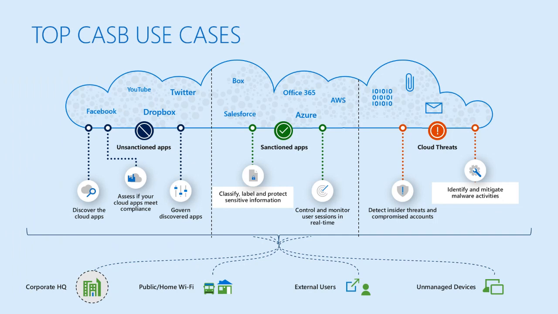So if I summarize the top use cases of CASB solutions, if you look at the bottom of the picture, we talk about the traffic that can be generated from the corporate headquarters or branch office. Users can access from public or home Wi-Fi. In the current COVID situation, I would say that now the traffic goes 99% onto the home base. So traffic will be generated from home to the office environment.